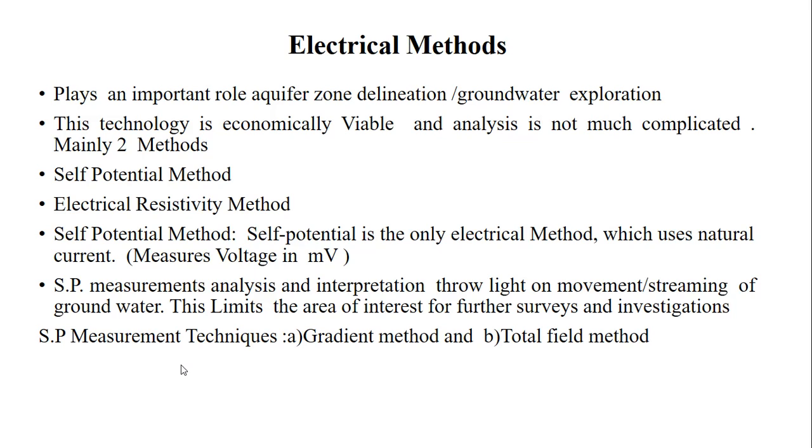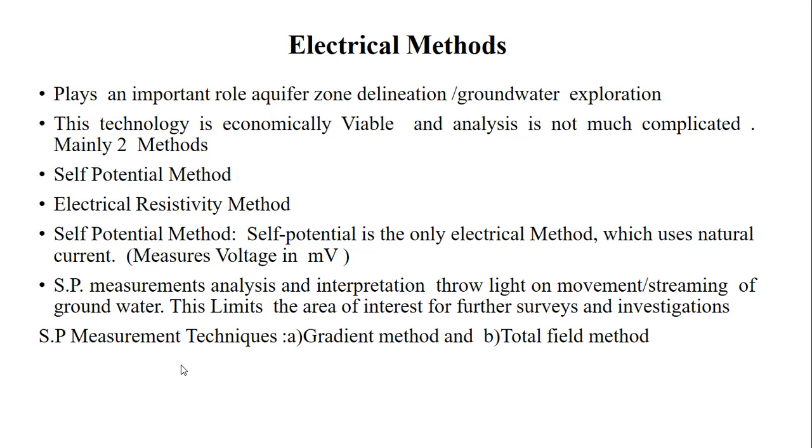The self-potential method is the only electrical method which uses the natural current. It measures the voltage in millivolts. In the SP method, self-potential measurement, analysis and interpretation throw light on the movement and streaming of groundwater, that is the transmissivity of the groundwater. This limits the area of interest for further surveys and investigations.